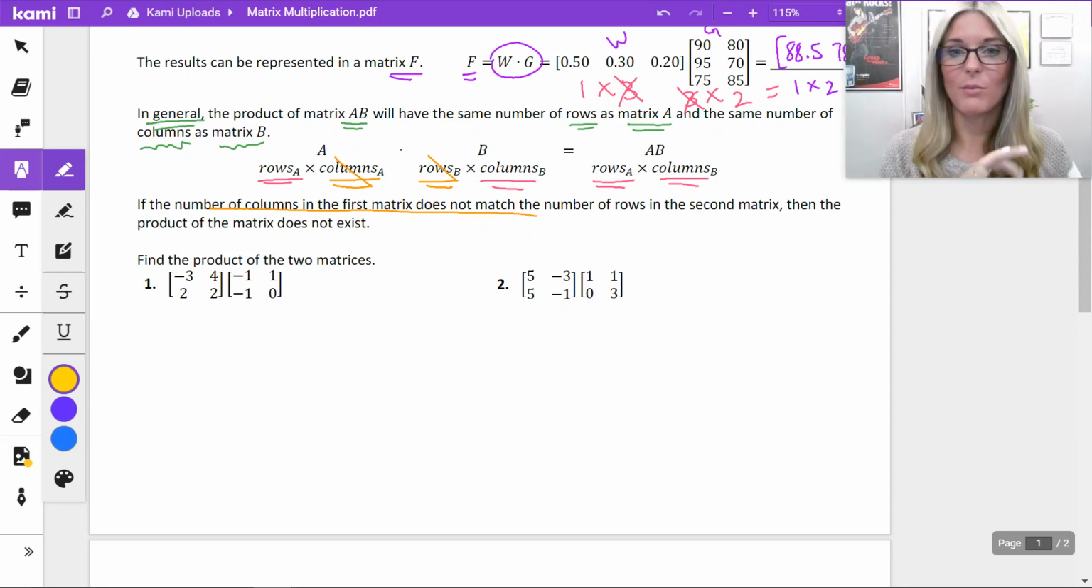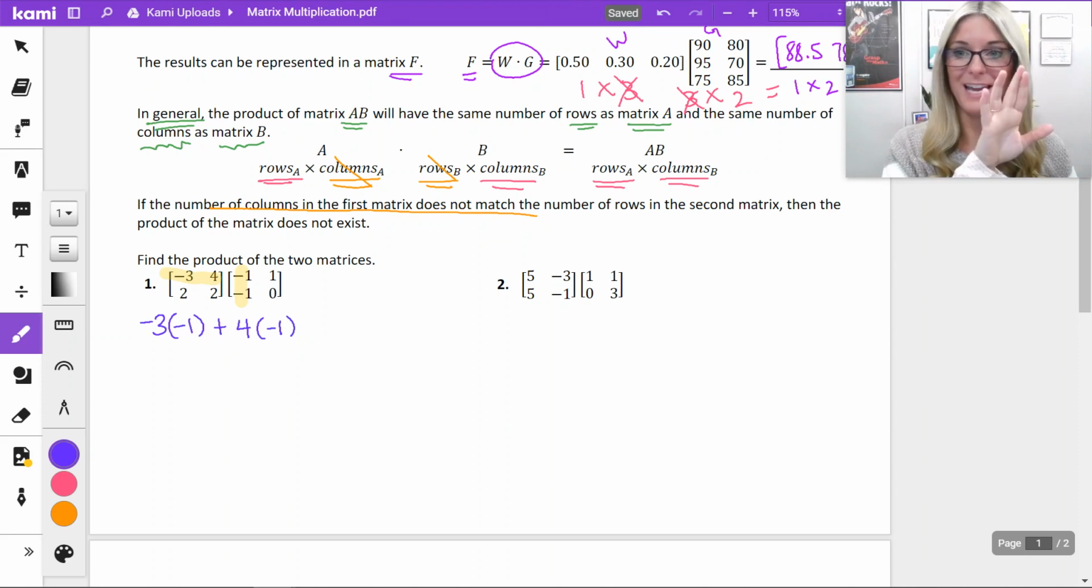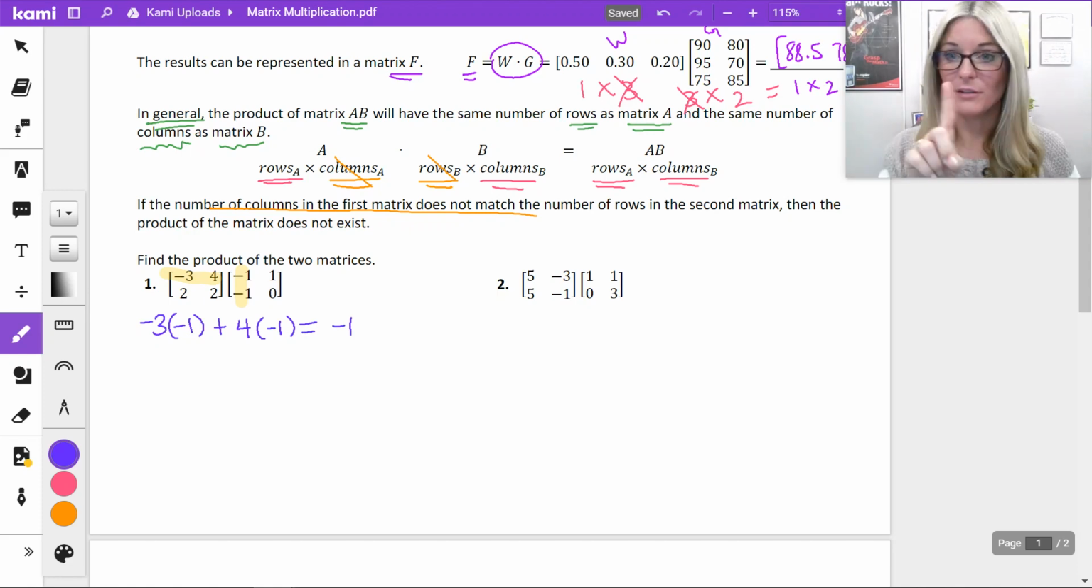Now, the one above, the weighted matrix was only one row. So we are going to do the same thing. We're going to start off with row by column. So that's the first one I'm going to multiply. We're going to do -3 times -1 plus 4 times -1. So I did first element in the first matrix in the first row times the first element in the second matrix in the first column. Okay, we're doing row by column. When we multiply that out, I'm going to get +3 and -4. I get -1. That's going to be the first element in my matrix.